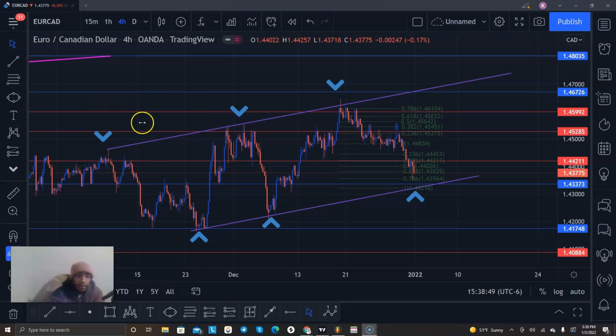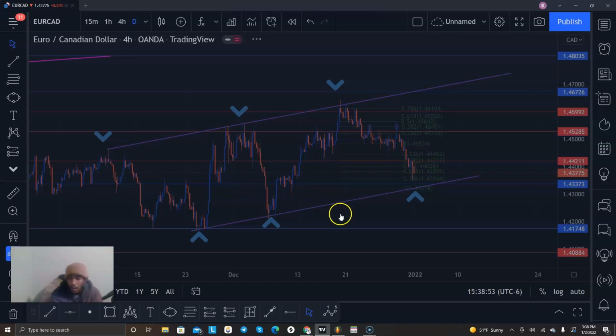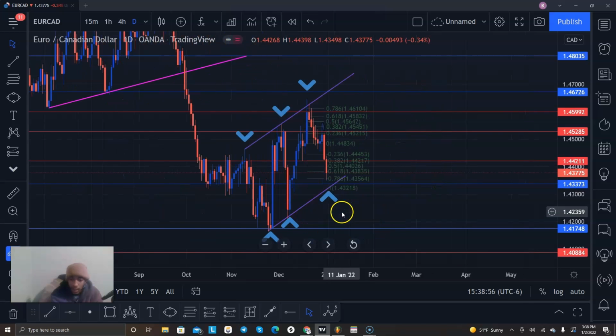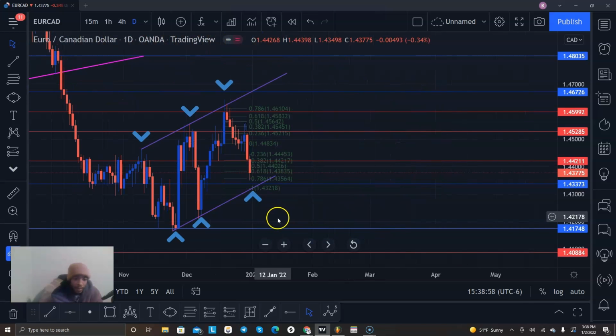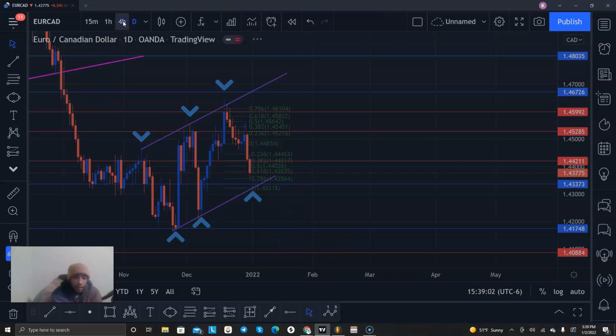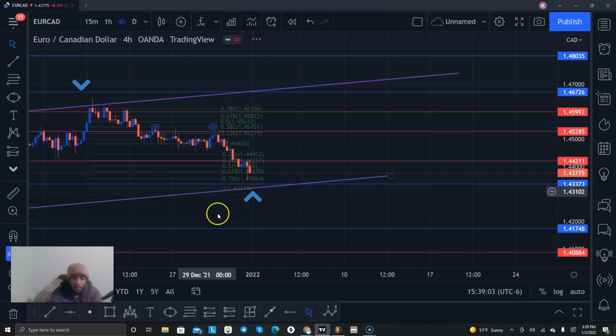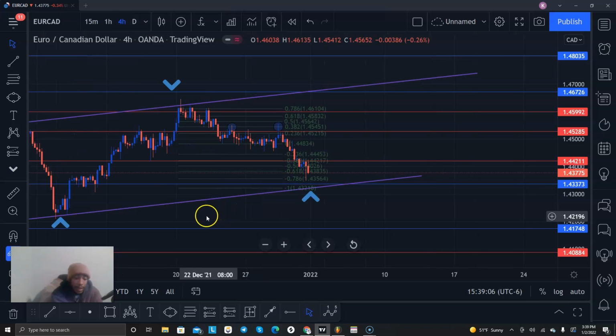Alright, so looking at this is ECad. ECad looks pretty solid also. Looking at it on the larger time frame and the smaller time frame, it looks like it's doing just about the same thing. There's just a lot less noise on the larger time frame.